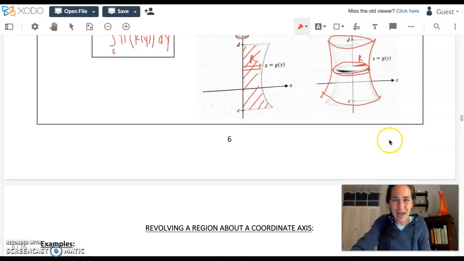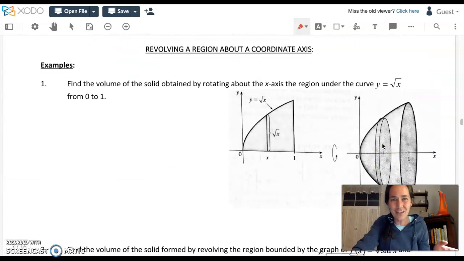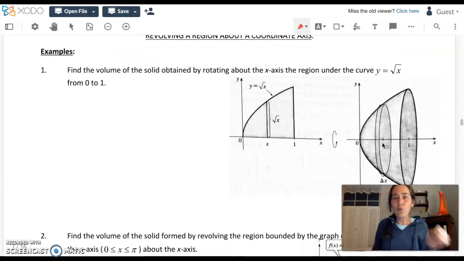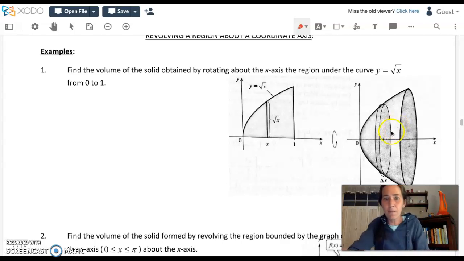Okay, back to the math. Let's look at page 7 at the top here. We've got this one example where a 2D graph is given and a 3D graph is given. And I think that's good for the setup of the problem. It says, find the volume of the solid obtained by rotating about the x-axis. Okay, that's important. So your axis of revolution is the x-axis.